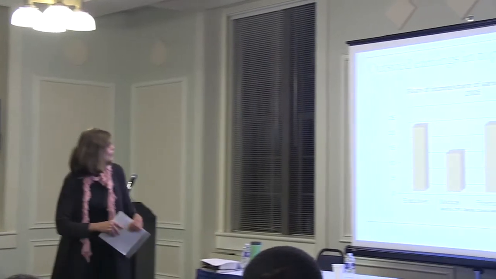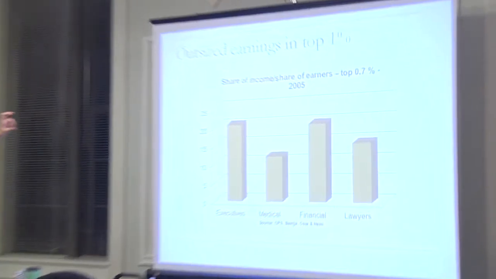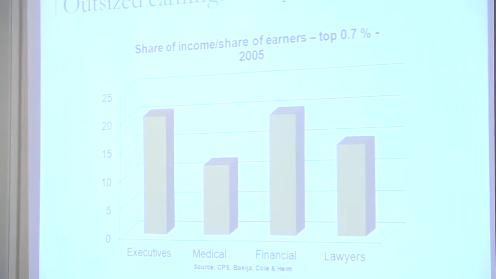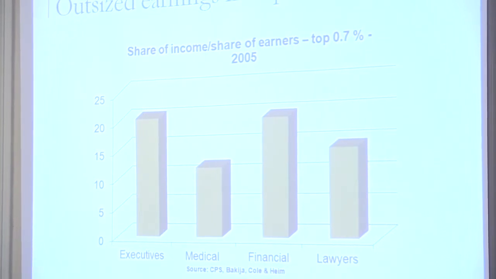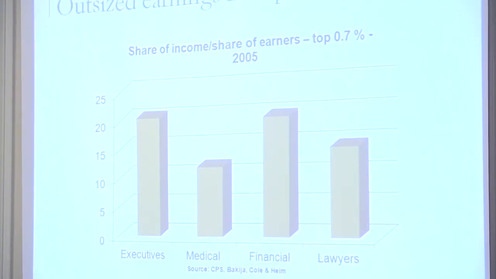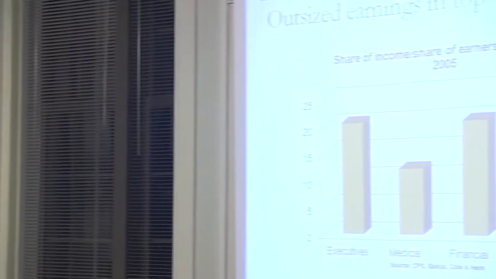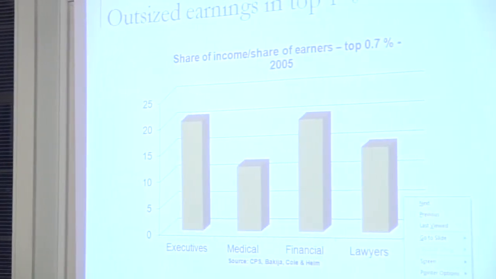And just to give you a sense of how much these occupations make relative to the rest of us, these bars represent the share of income divided by the share of earners. So executives earn 20 times more than their share of representation in the population. So if they were 1% of the population, they would be earning 20% of the income. So these are huge disparities between the very top.